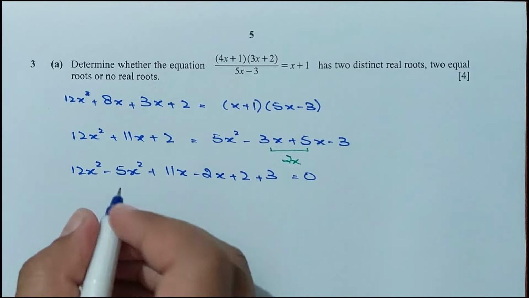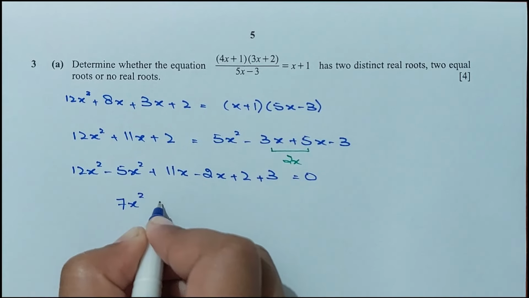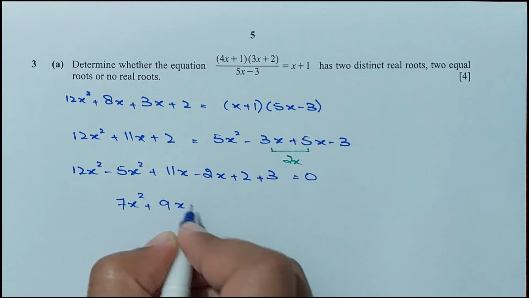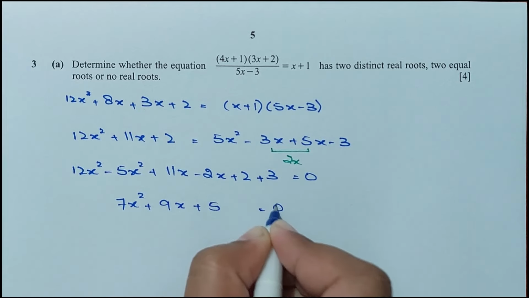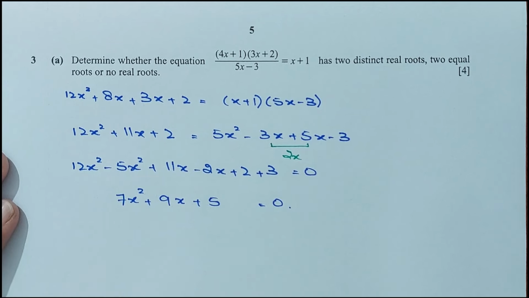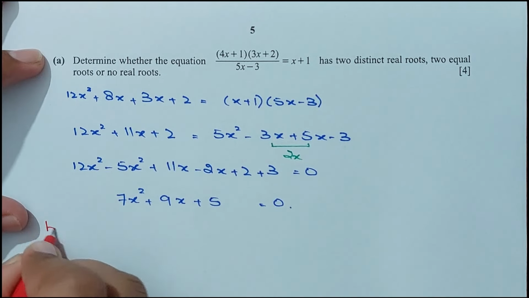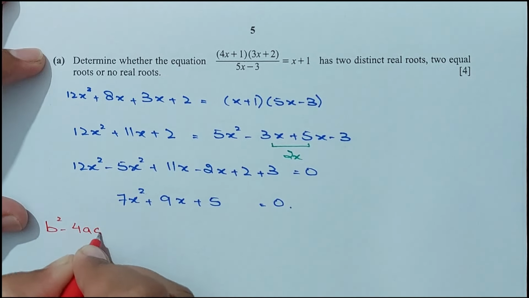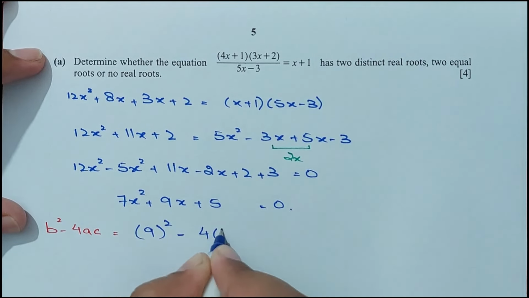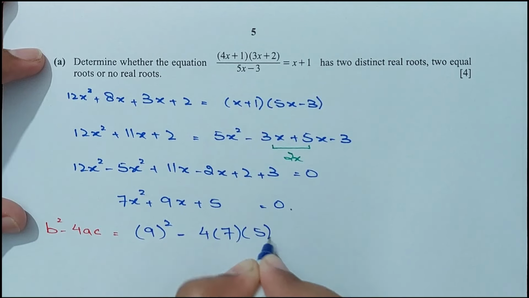So from 12 take away 5, this would be 7x square. And from 11 take away 2, this is 9x. And plus 5 equals 0. Now this is a quadratic equation. To find out whether the roots are two distinct roots, two equal roots, or no real roots, we have to solve the discriminant. And what is the discriminant? Discriminant is b square minus 4ac. So let me simplify the discriminant. The b value is 9. It's 9 square minus 4 times the a value, which is 7, and the c value is 5.